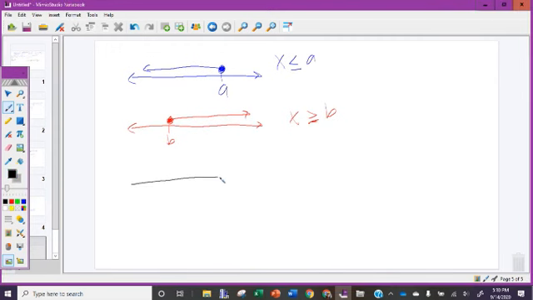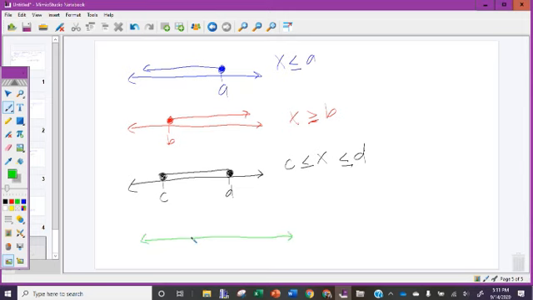You can have C and D, and X is between C and D. So X is between C and D is going to be the less than symbols, C and D. If I close C, then it's less than or equal to. If I close D, then it also becomes less than or equal to. But notice that they both stay less than. Okay?